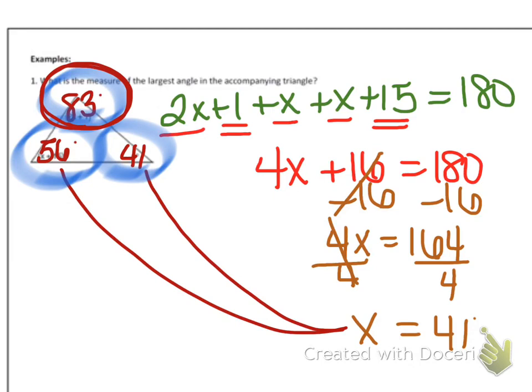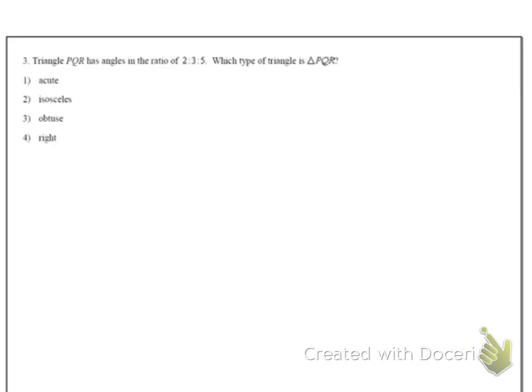Okay, next we're going to do one more example on this. It says triangle PQR has angles in the ratio 2, 3, and 5. So 2 to 3 to 5. Which type of triangle is triangle PQR? If you want to sketch a picture, you can sketch a picture.